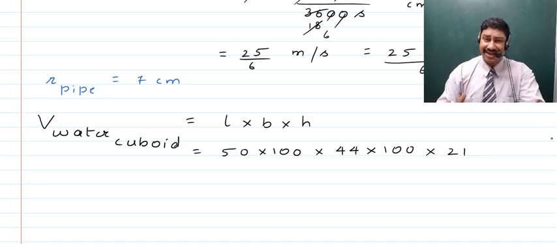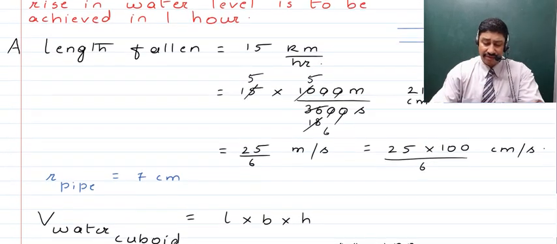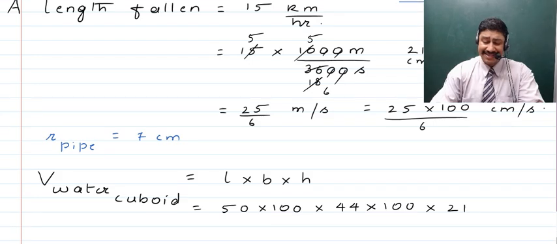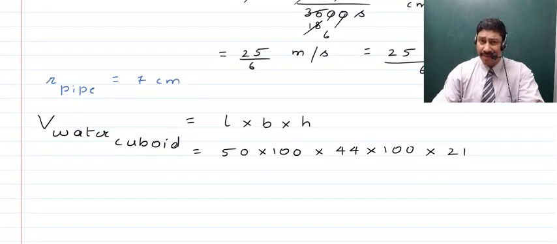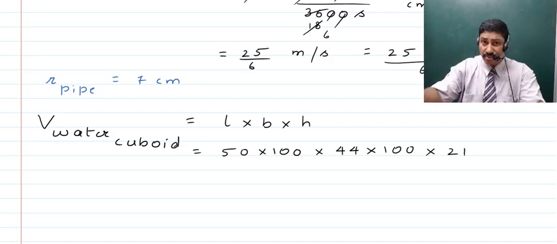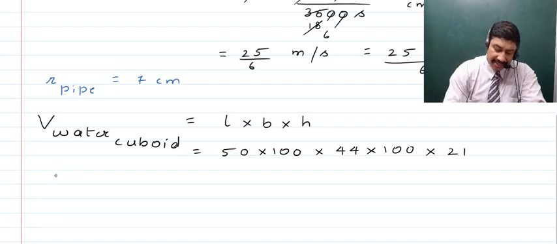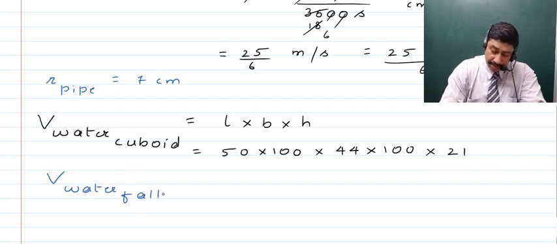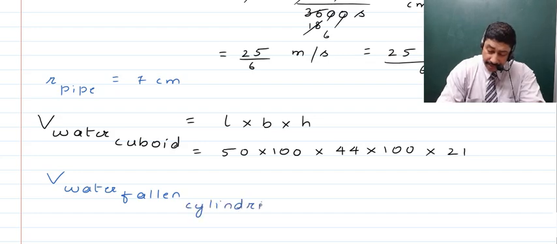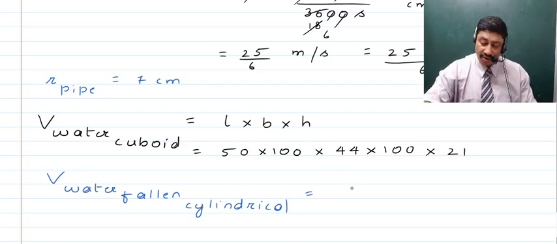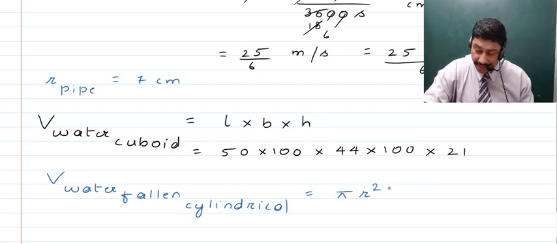So for that we will call in unitary method. Now we know here that the volume of water which has fallen in a single second from the pipe will be found out by the cylindrical water which has fallen in a single second, right? So now we can talk about that. So we will say that volume of water fallen, and which obviously is cylindrical, will become obviously equal to pi r square h.